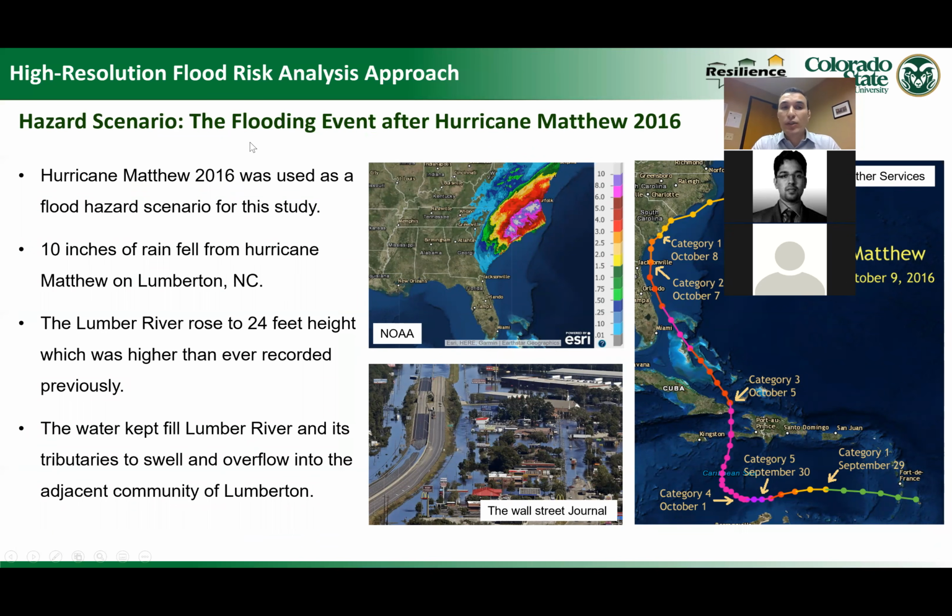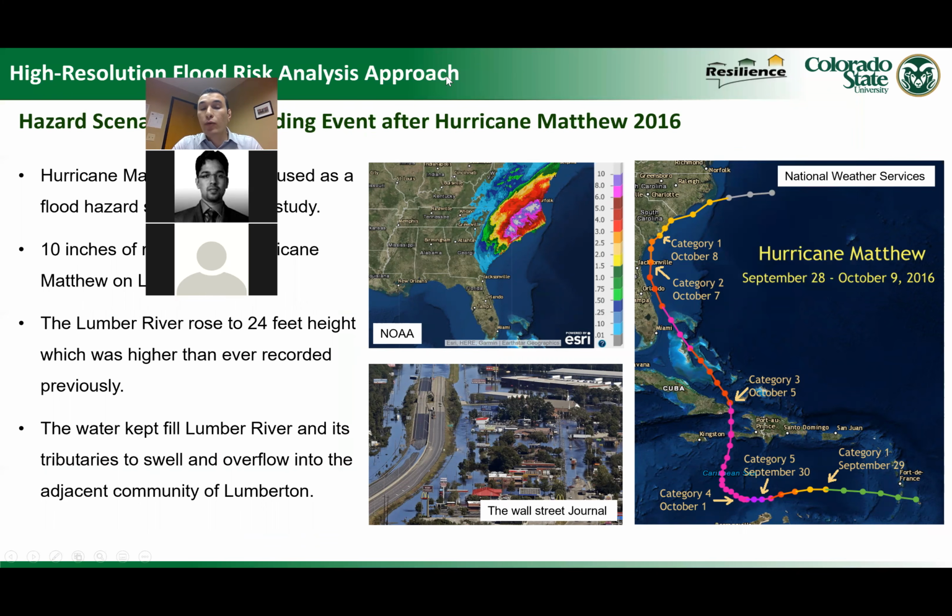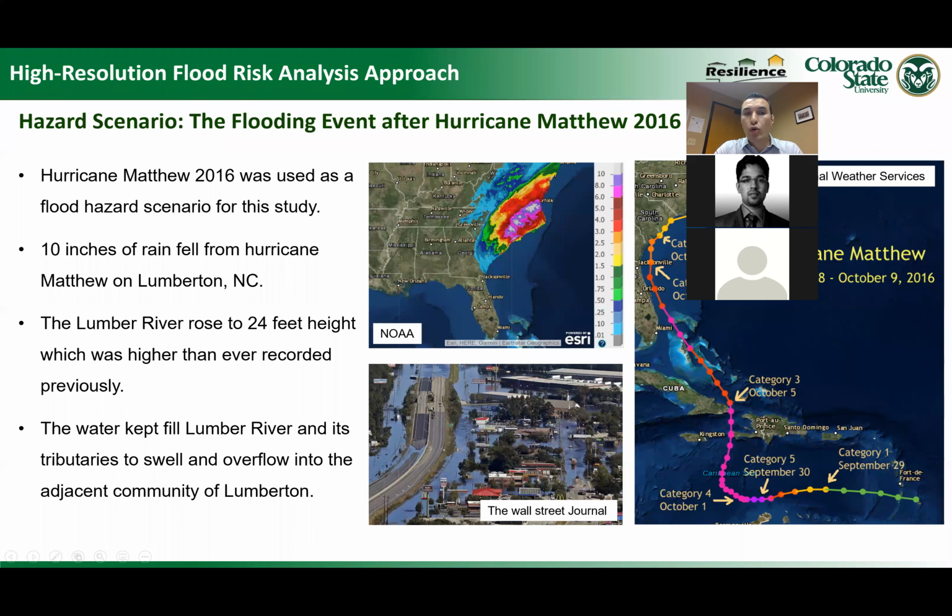We used a hazard scenario. The flooding event after Hurricane Matthew in 2016 was used as the flooding event for Lumberton, North Carolina. Hurricane Matthew started as a Category 5 storm in the Caribbean and ended up as a Category 1 storm on the east coast of the U.S. and North Carolina specifically. Ten inches of rain fell from Hurricane Matthew on Lumberton, which raised the Lumber River 24 feet high, higher than ever recorded. This water caused the Lumber River and its tributaries to swell and overflow onto the adjacent community of Lumberton.